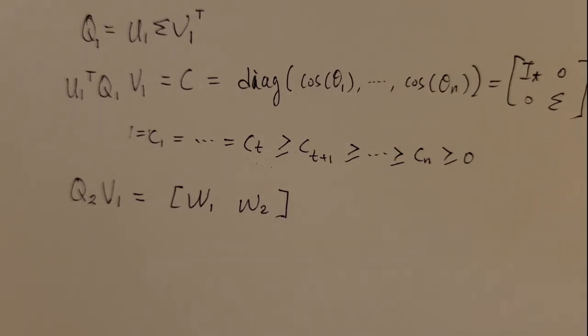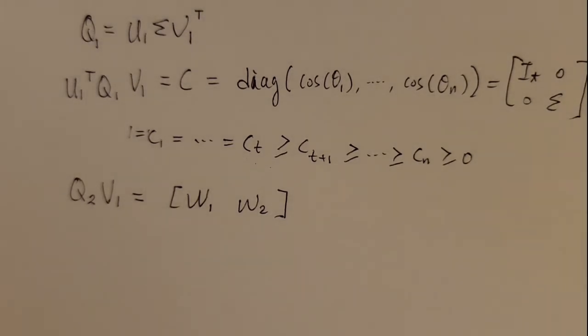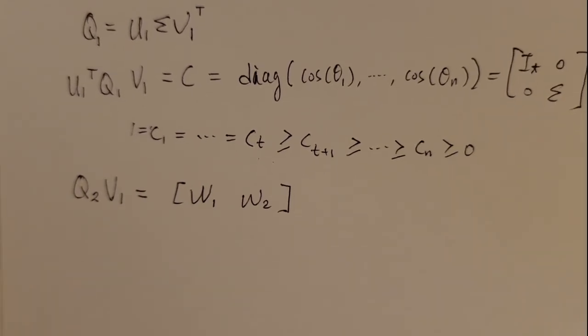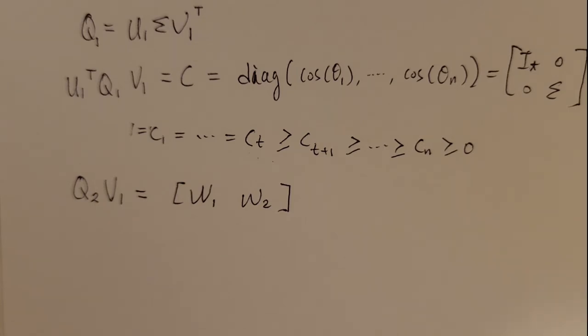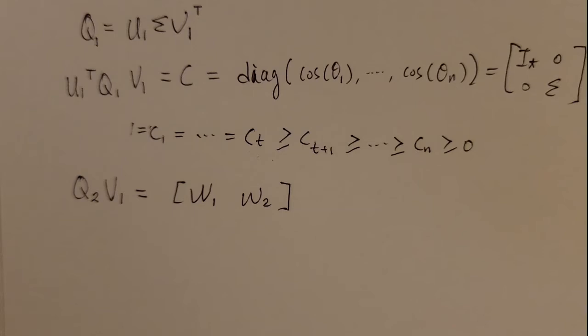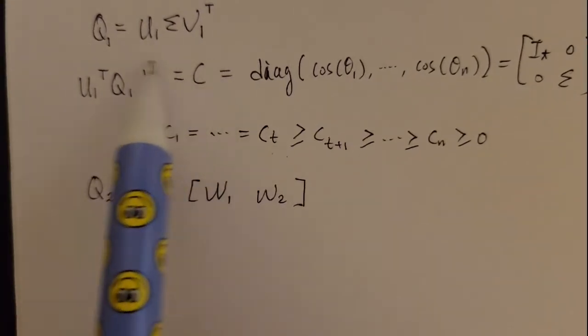Now so far we have the Q1 matrix. All the things that are on the left side are representing matrix C. So on the left side you have U1 transpose times Q1 times V1 equals C. Now we need to incorporate Q2 into this. So we're going to say that Q2 times V1 equals matrix W1 and W2. And the reason why we're doing this is because we want to match the dimension of what we have in here.